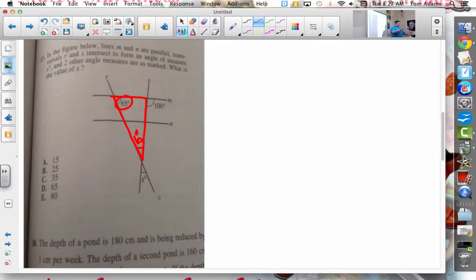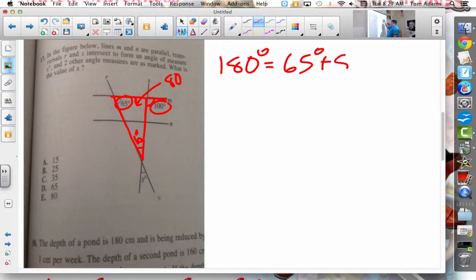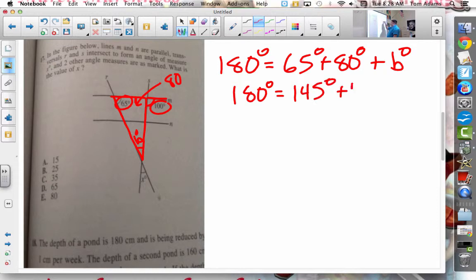80. That's correct, but where'd you get it from? This straight line is 180 degrees total, so since this is 100 degrees, that means that this angle right here must be 80. So if I take 180, that has to be equal to 65 degrees plus 80 degrees plus B, or 180 is equal to 145 plus B.